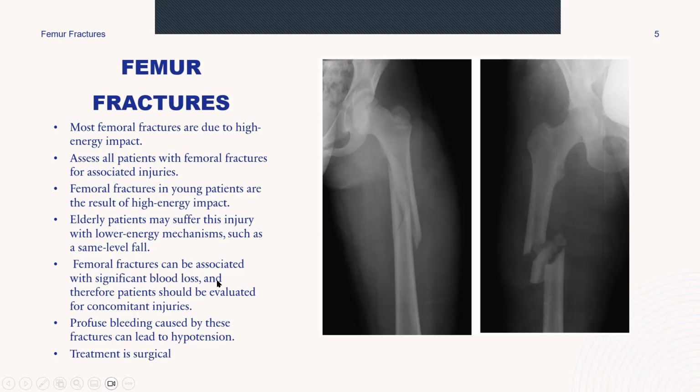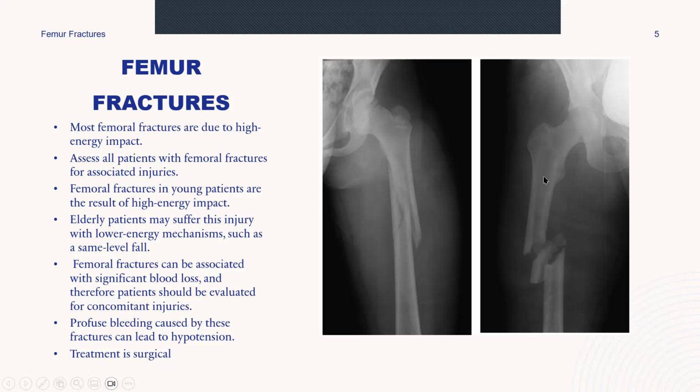Now, they are associated with significant blood loss, sometimes up to 4 units. And with these patients, especially once they start looking a bit pale, you've also got to look for fat embolism as well. But we'll get to that in a little while. And profuse bleeding can lead to hypotension. So if you have a patient who's hypotensive with a femur fracture, always consider that the bleeding may be coming from here. And a lot of these patients do need to be transfused and do need emergency blood and things like that.